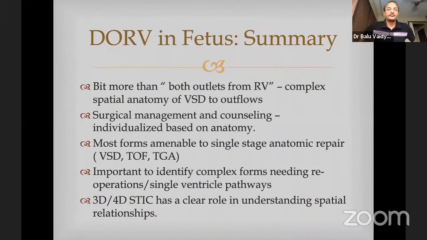So to summarize, double outlet right ventricle in the fetus is a bit more than both outlets from the RV. This is indeed a complex kind of a heart defect with complex relationships of the VSDs to outflows. And the most important point I would like to make is that surgical management and counseling is individualized based on anatomy. And when you sit in my chair or Mark's chair, these are the questions which you have to answer. Most forms are amenable to single stage repair. That's the good news. And hence it is important to identify the complex forms needing reoperations or other complex pathways.